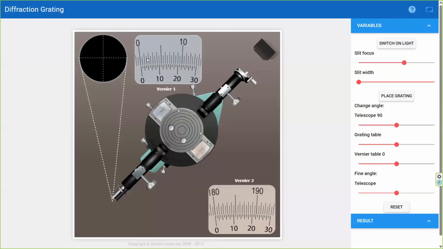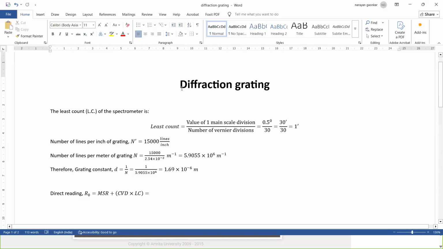That is half degree. First, you have to find out what is the least count of this spectrometer using the value of one main scale division divided by total number of divisions on the vernier. Here I will show the least count of the spectrometer, and value of one main scale division is 0.5 degree. Number of divisions on the vernier is 30. Convert that into minute, that comes out to be 30 minute by 30. Therefore, the least count of the given spectrometer is 1 minute.